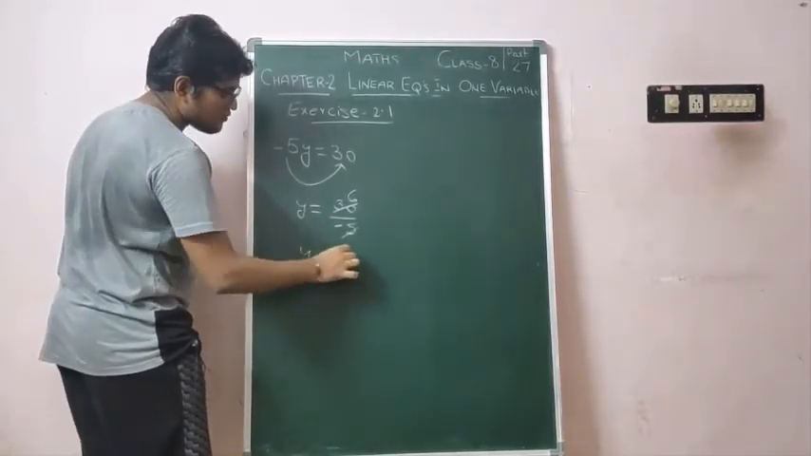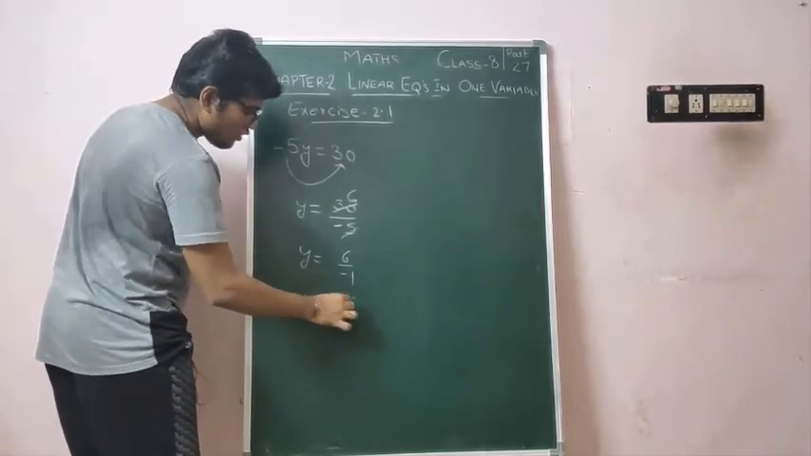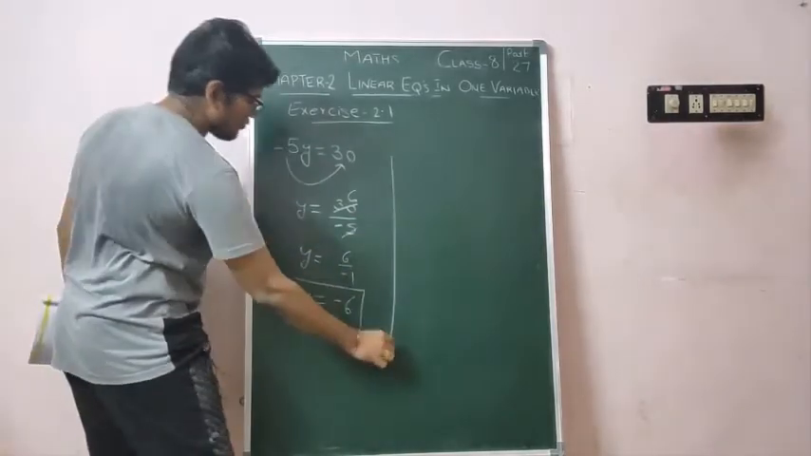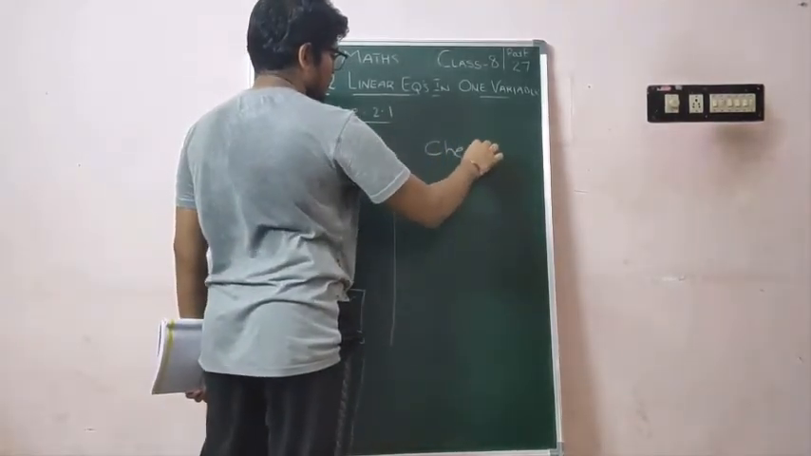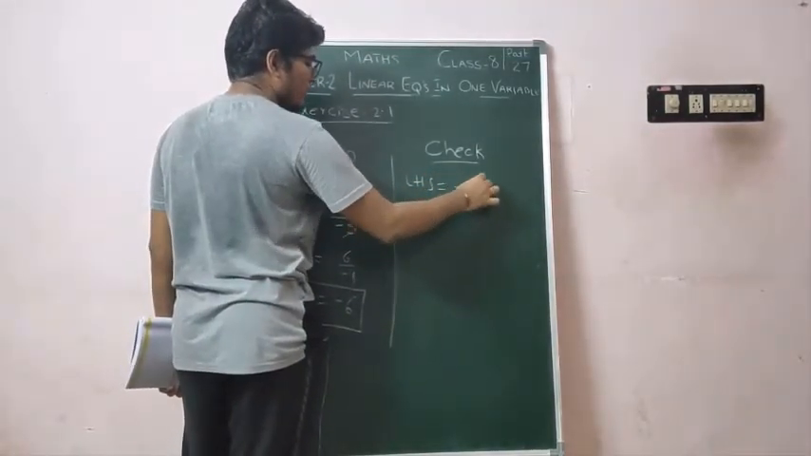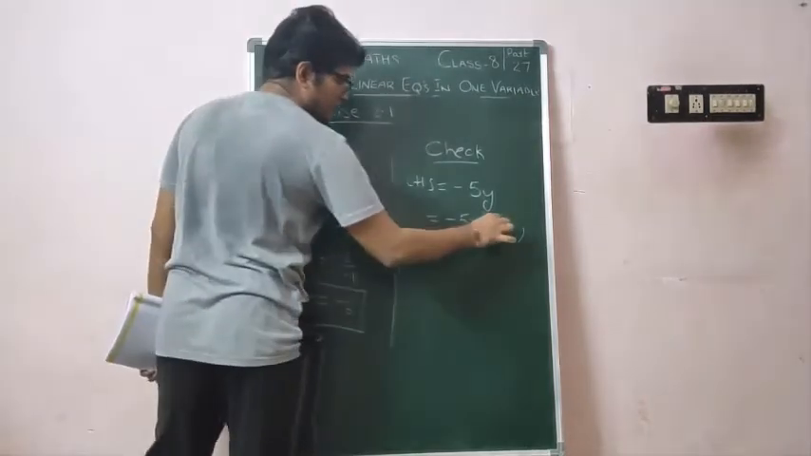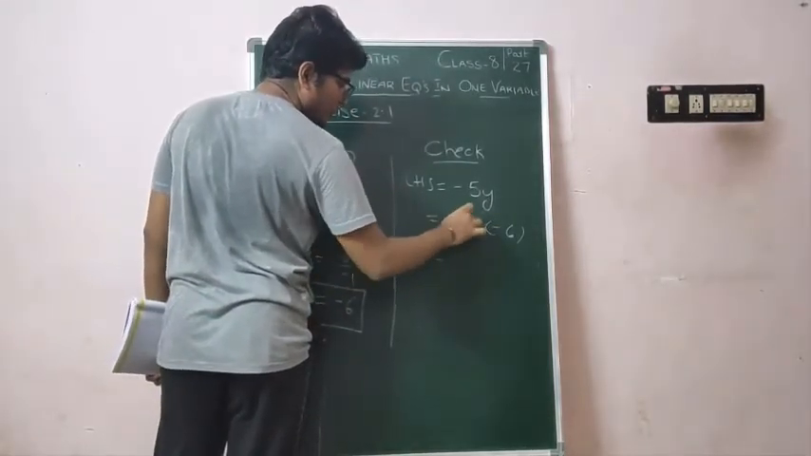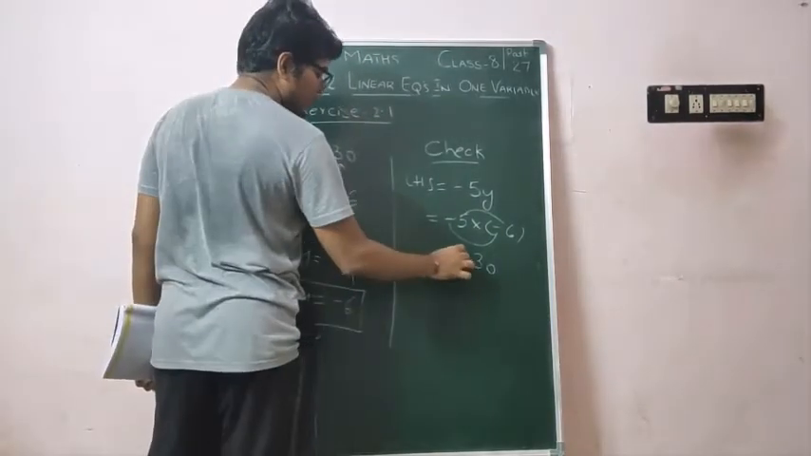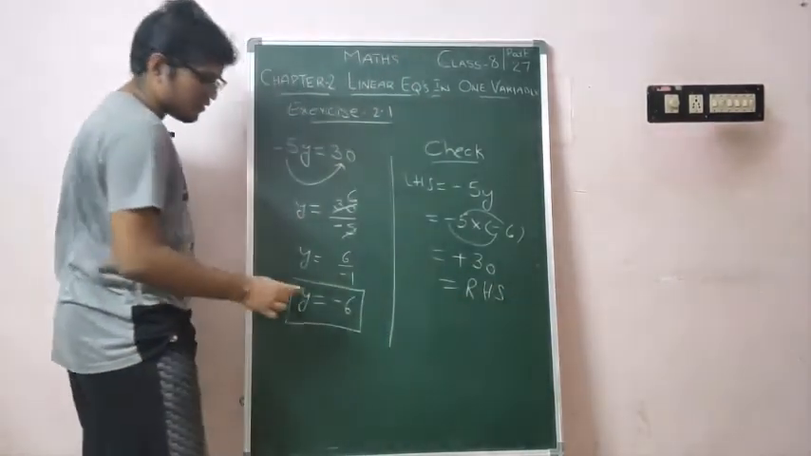Now what do we get? 6 by minus 1. I already told you, a minus in the denominator alone or in the numerator alone is no problem. So y is minus 6. Now, let us check. LHS is equal to minus 5 y. What is the value of y we got? Minus 6. Now what? First, we should multiply the numbers. 5 sixes are 30. And then the signs: minus into minus is plus. So this is RHS. LHS is equal to RHS. So our answer, y equal to minus 6, is correct.